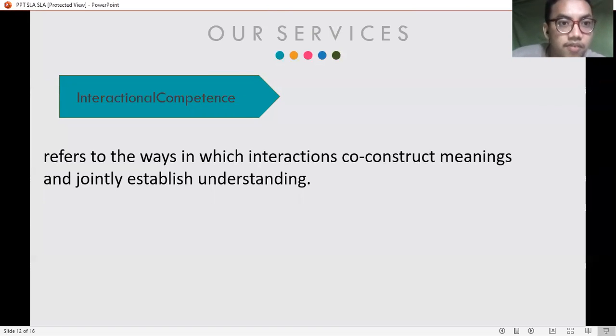The fifth one is interactional competence. Interactional competence refers to the ways in which interaction co-constructs meanings and jointly establishes understanding. So here interaction co-constructs meaning. We have to understand the meaning, what the speaker says, or what the text needs to deliver as a message to the reader or listener. So that's the function of interactional competence.